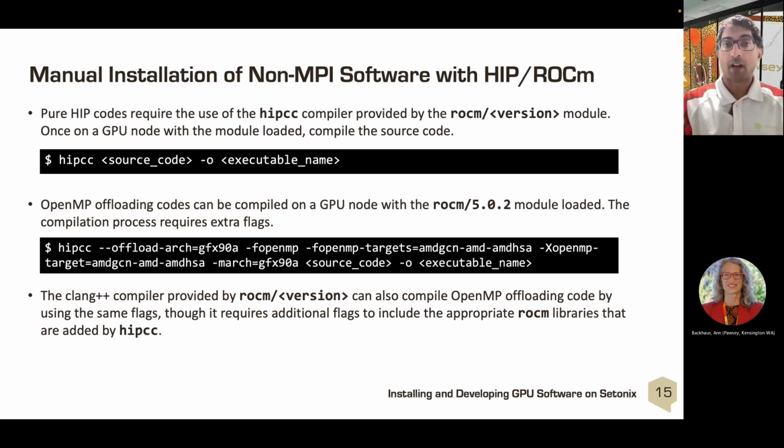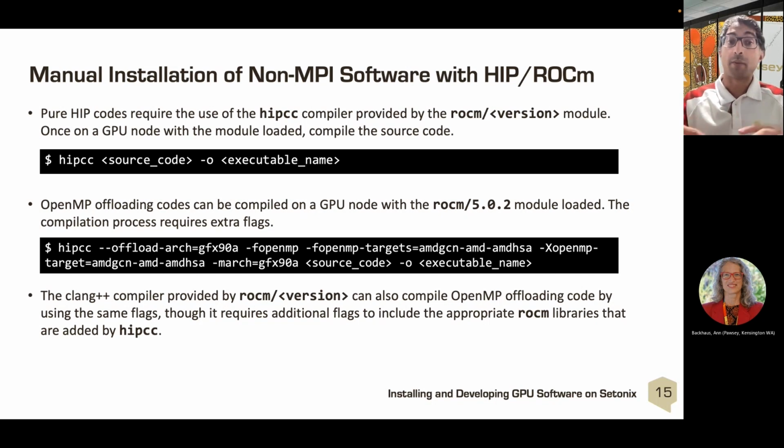OpenMP offloading can be compiled on a GPU node with ROCm 5.0.2 specifically, that specific version. The compilation process requires extra flags. I've listed all the flags to be quite verbose, starting with an offload to the architecture. gfx90a is the architecture for the MI250Xs that we have on Setonix. Then you provide the OpenMP flag, that is -fopenmp. And you can then indicate the targets and also the architecture, so in this case there's -march=gfx908. You provide the source code and the output.